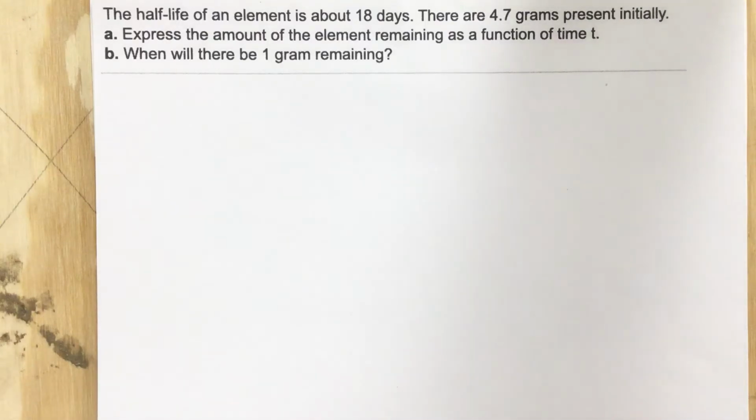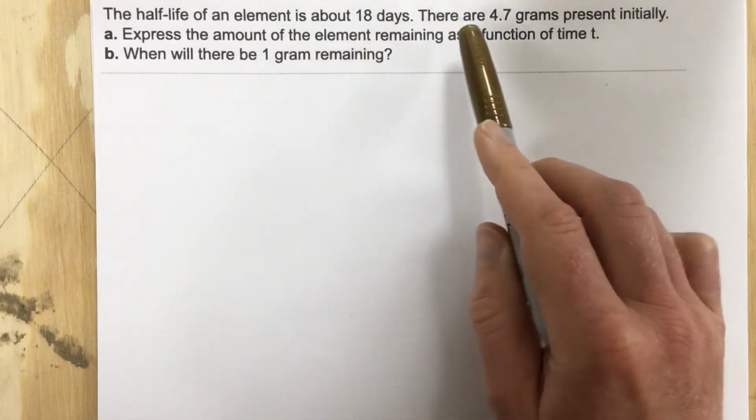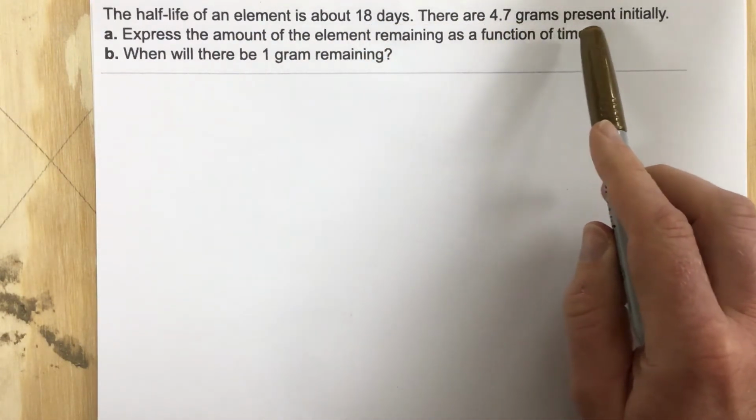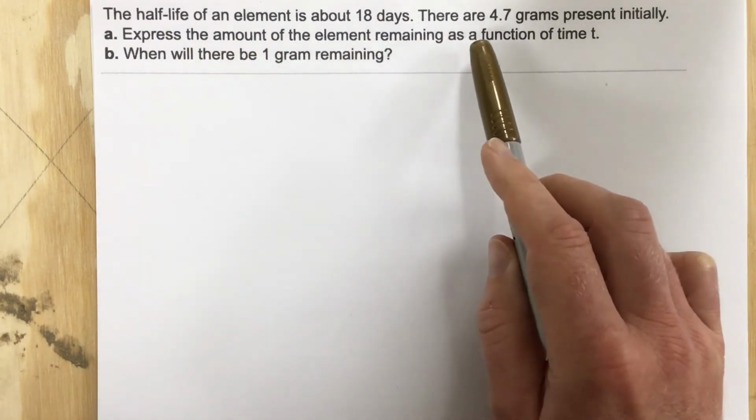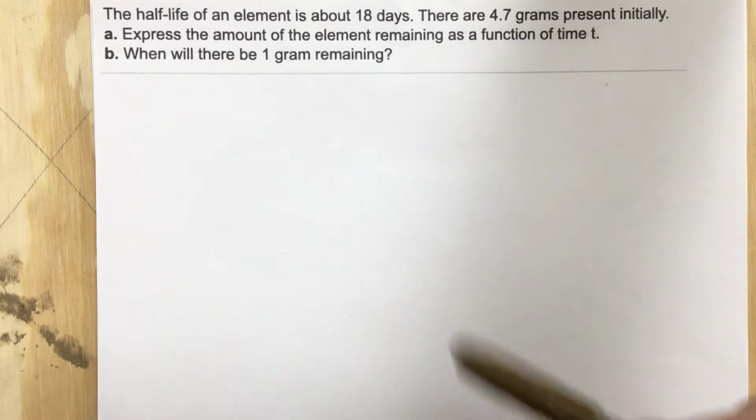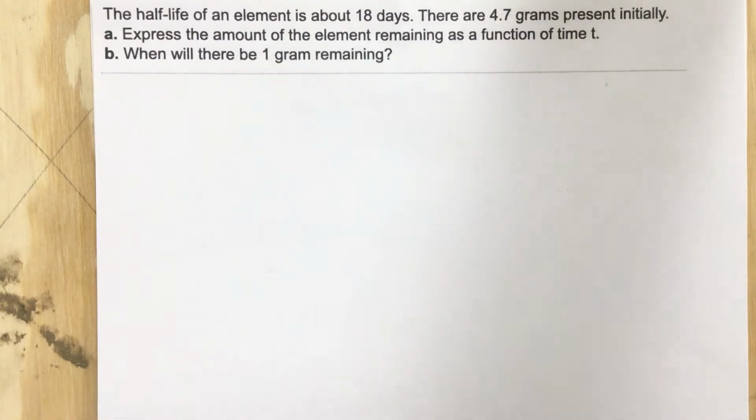This is problem number 7 from section 1.5. In this problem it says the half-life of an element is about 18 days. There are 4.7 grams present initially. Express the amount of the element remaining as a function of time t. And then part B, when will there be 1 gram remaining?